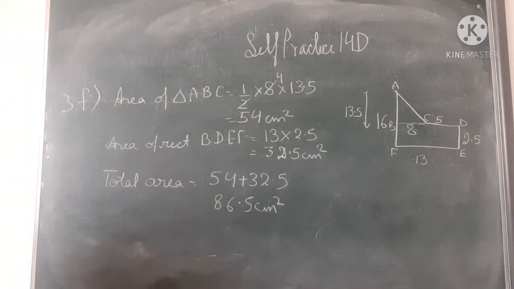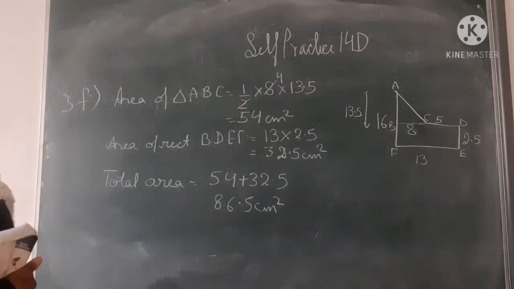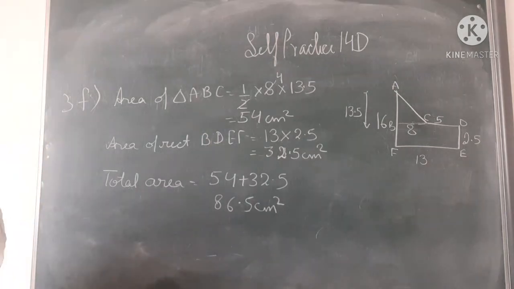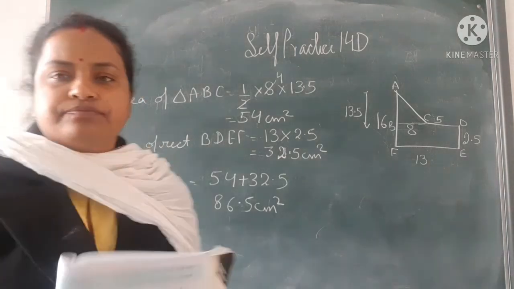So what you have to do? Firstly, you will find the area of triangle ABC, that is half into 8 into 13.5. That will be equal to 54 centimeter square. Secondly, you will find the area of rectangle BDEF, that you will get as 32.5, and after adding both, the total area you will get is 86.5 centimeter square.